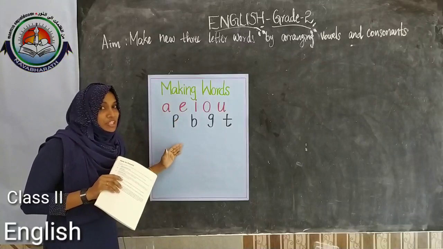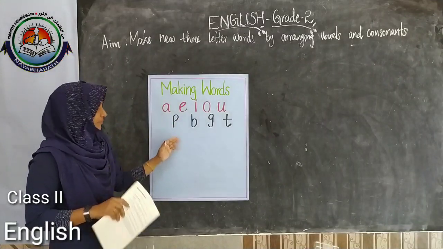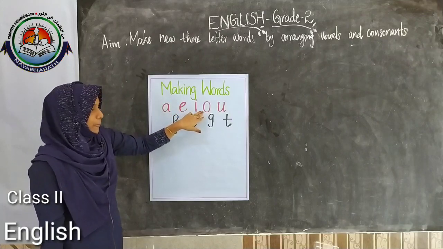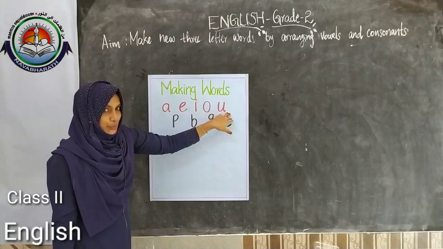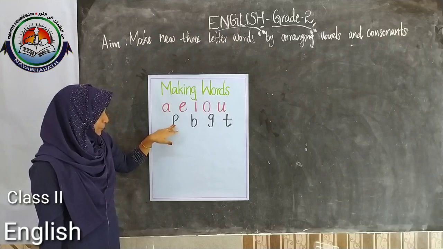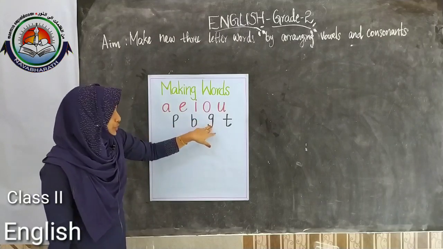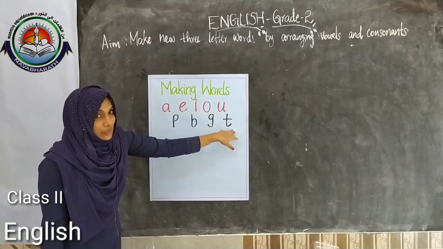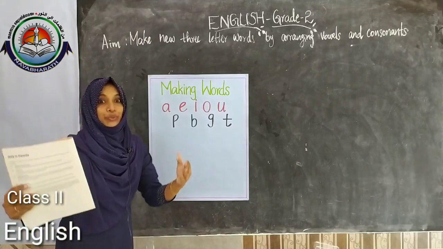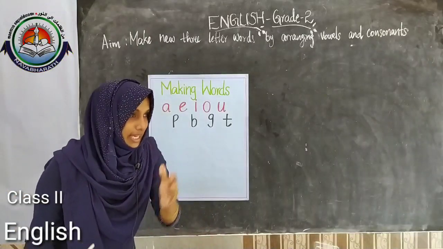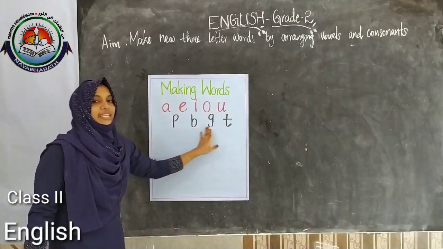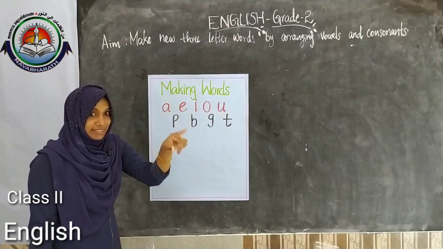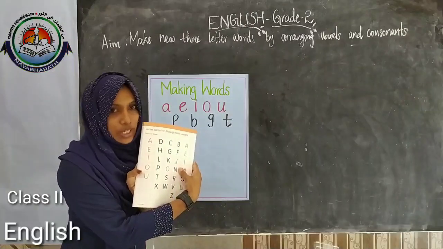Here, ma'am will show you some letters. A, E, I, O, U, P, B, G and T. So here we are going to make new words by using these letters. These letters I have taken from this workbook.